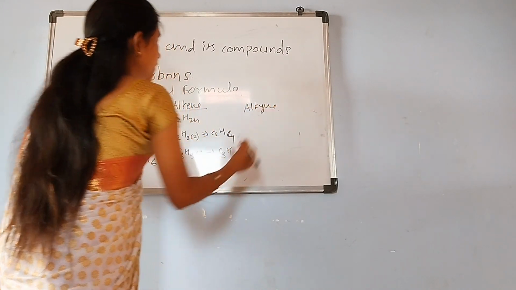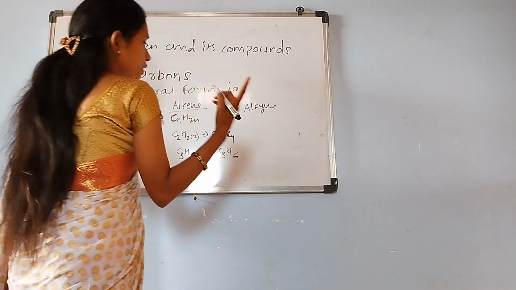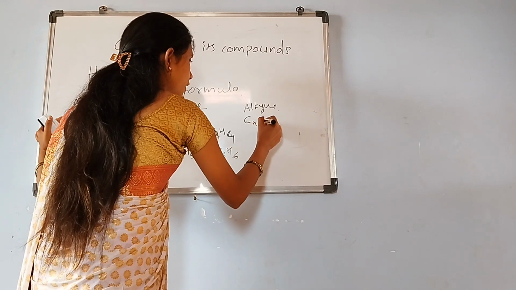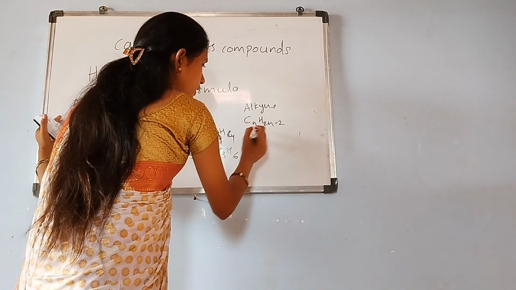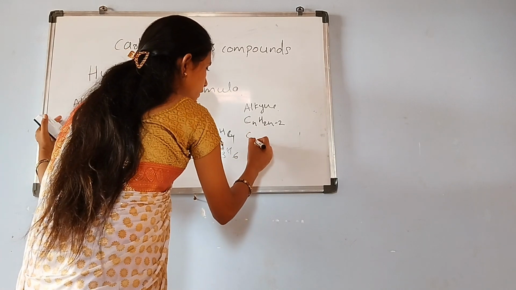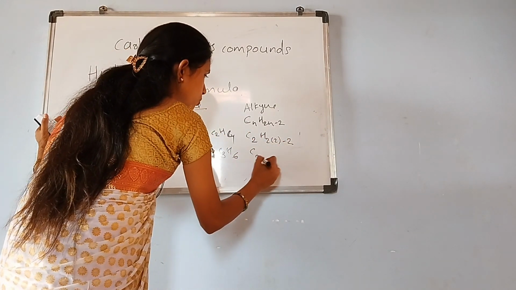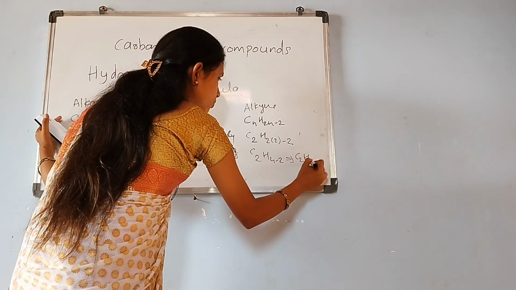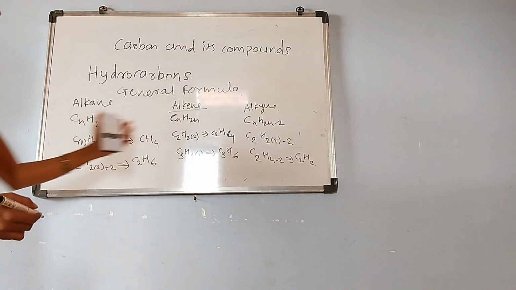Again in alkyne we need a triple bond, so again we are not taking one carbon here. At least we need two carbons. So here we take CnH2n-2. If there are two carbons, then C2H2n-2, which is C2H2. So we can identify alkyne, alkene and alkane by this general formula.